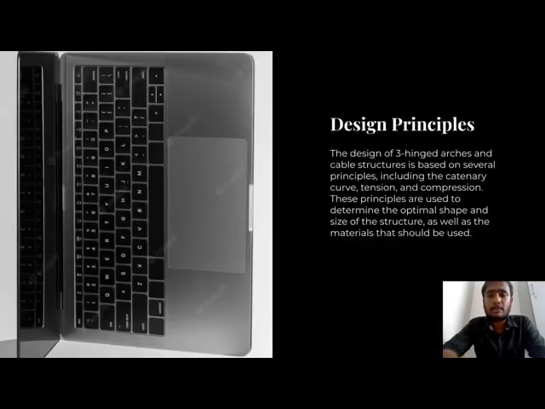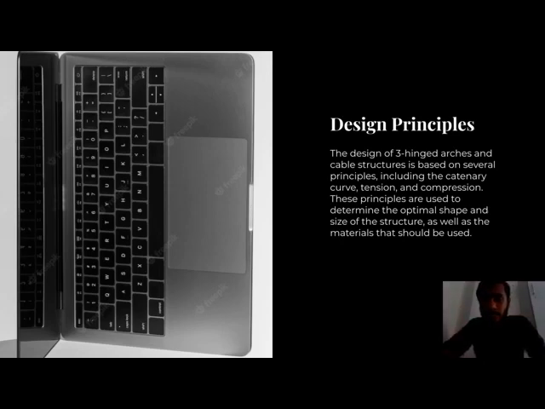Design principles. The design of three-hinged arcs and cable structures is based on several principles, including the catenary curve, tension, and compression. These principles are used to determine the optimal shape and size of the structures, as well as the material that should be used.